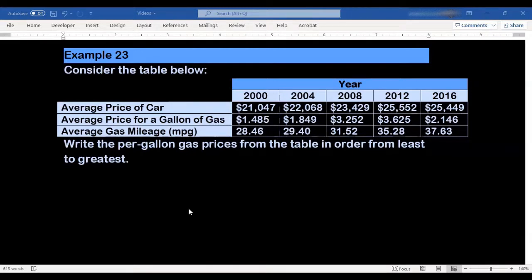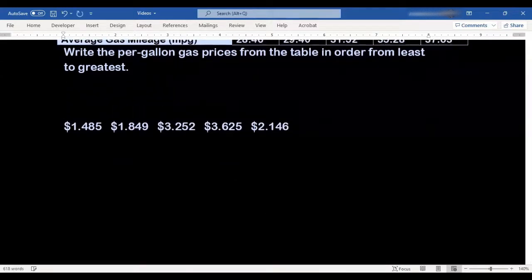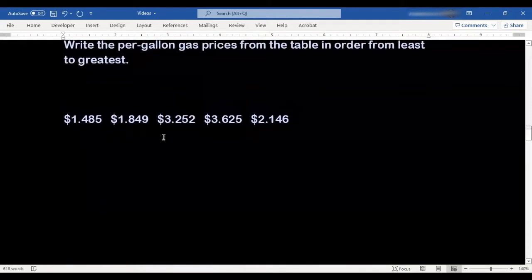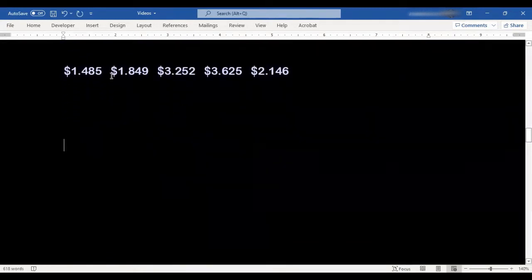So just to help declutter a little bit, I'm going to go ahead and write those prices out. So we have 1.485, 1.849, 3.252, 3.625, 2.146. All right. So I'm going to just scroll on up a little bit so we can focus in on these numbers that we want to look at.